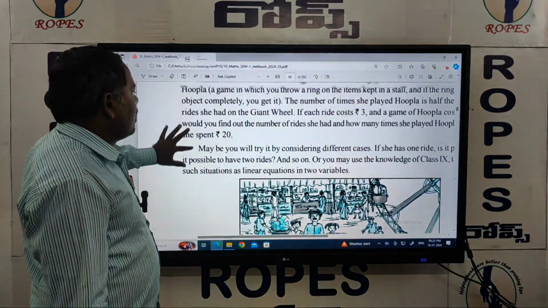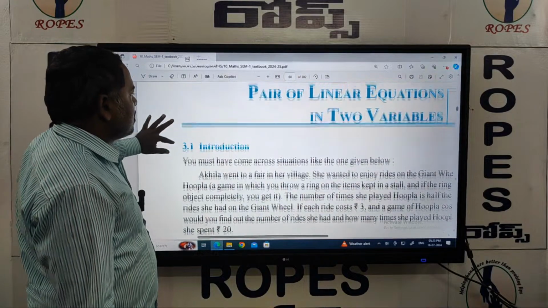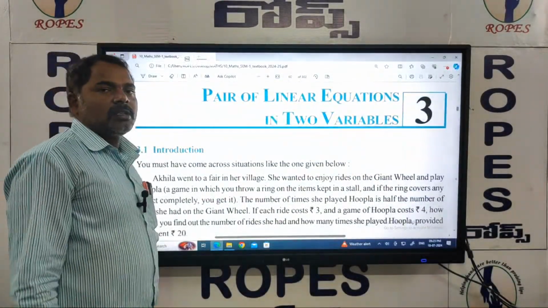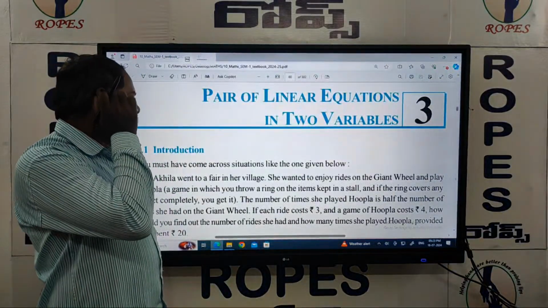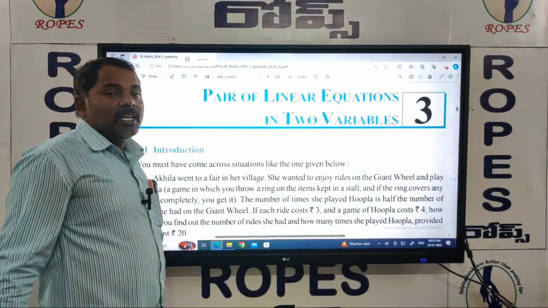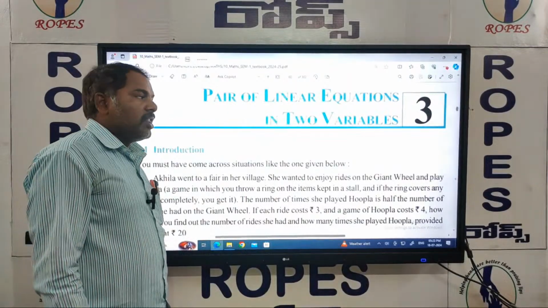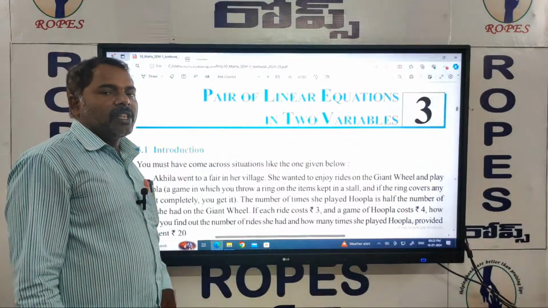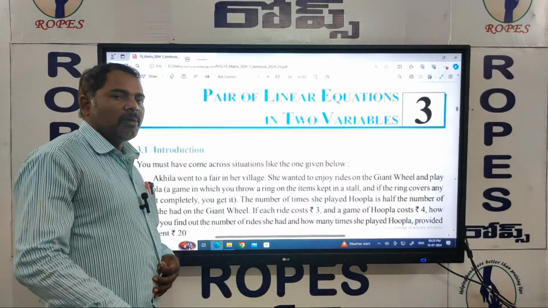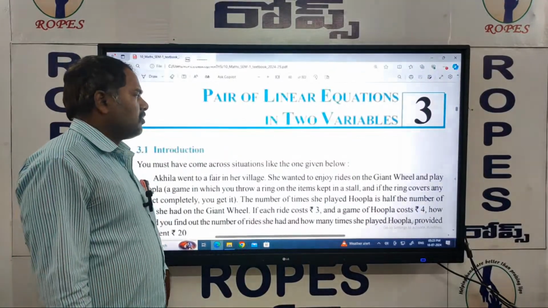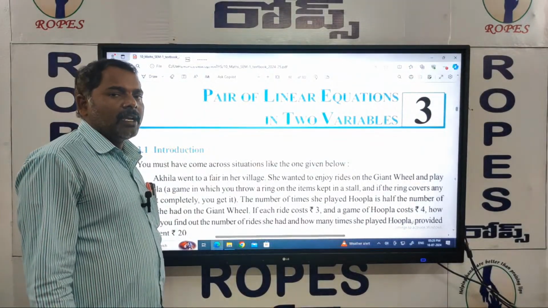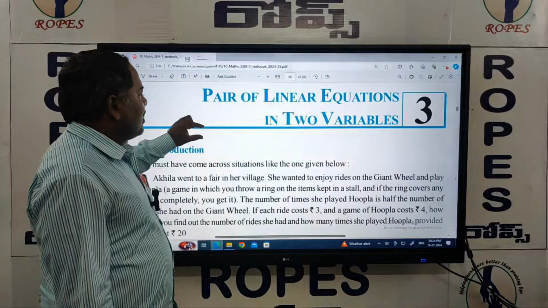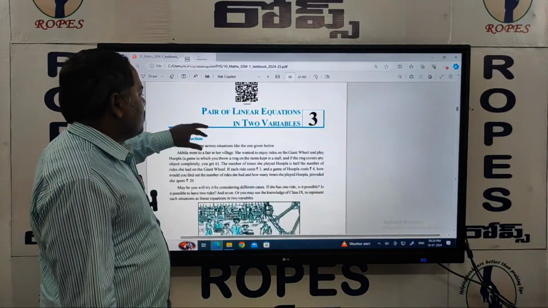So today we will discuss in the 10th class the third chapter, pair of linear equations in two variables. In the last class, in polynomials, we learned how to find the quadratic polynomial when they give the sum of zeros and product of zeros, and when they give the zeros of the polynomial. From the zeros of the polynomial, how to find the quadratic polynomial. That's everything we learned in the previous video.